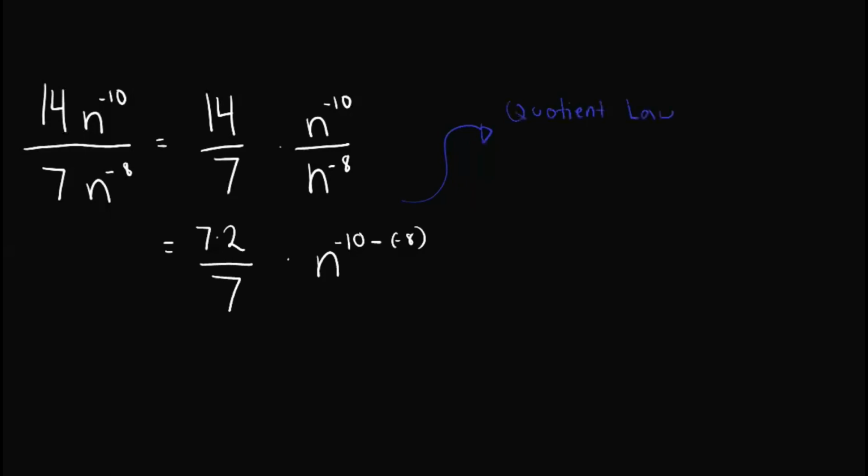And then we can cancel out the 7s out here, giving us 2, and simplify this one: negative 10 plus 8, or that is simply n raised to negative 2. And then we just simplify this again through the negative exponent property. This one would give us 2 over n squared. And that is the answer.